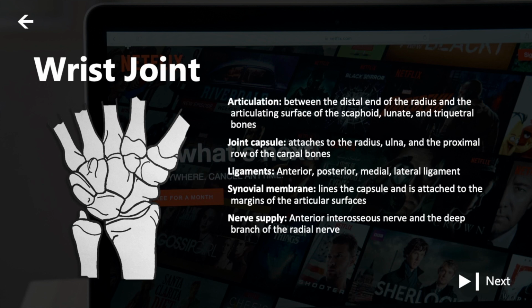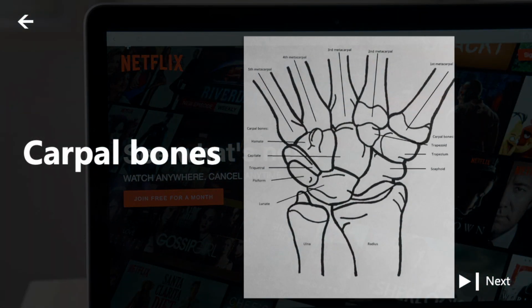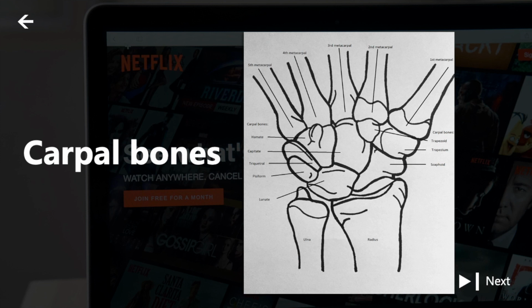So finally, the movements of the wrist are flexion, extension, abduction, adduction, and circumduction. Rotation is not possible because the articular surfaces are ellipsoid shaped, but the lack of rotation is compensated for by the movement of pronation and supination of the forearm. For your reference, we have here a close-up look of the wrist joint and its carpal bones. Here we can see the radius and the ulna, the lunate, the pisiform, capitate, hamate, trapezoid, trapezium, and the scaphoid.